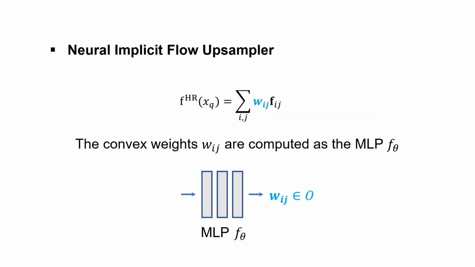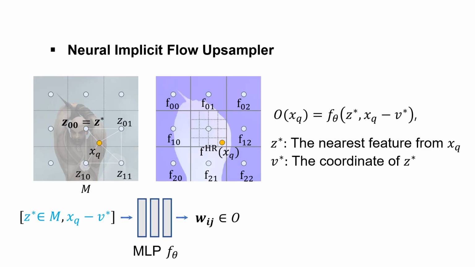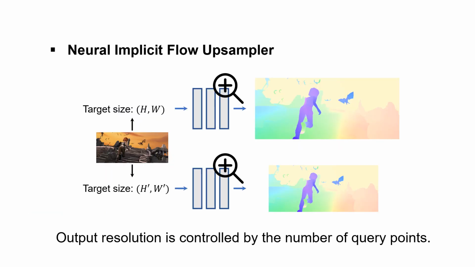The convex weights are computed as the output from an MLP function f theta. F theta takes as input a concatenation of the feature vector sampled from the 2D feature map and the relative position. The sampled feature vector, denoted as Z star, is the nearest feature vector from XQ on the feature map M. The relative position is the difference between the coordinate of Z star and the query point XQ. In this way, we can upsample optical flow into any desired resolution by adjusting the number of query points.